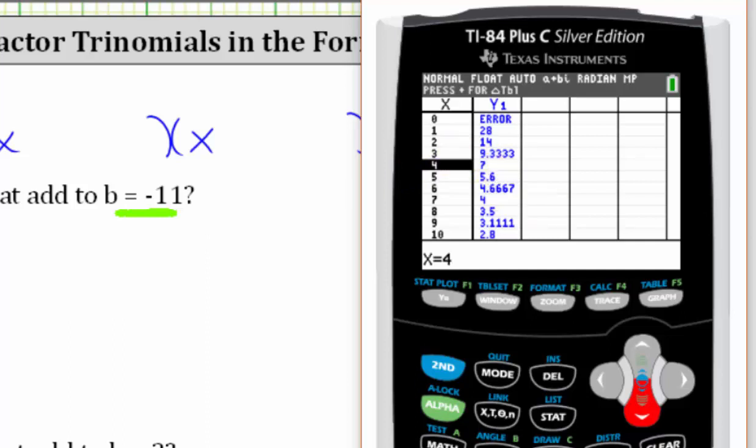So at this point, we probably recognize we need two negative factors that will give us a product of positive 28 and a sum of negative 11. So if we go up in the negative direction, here we have the factors of negative 1 and negative 28. Here we have the factors of negative 2 and negative 14. If we keep going, here we have the factors of negative 4 and negative 7. So the product is positive 28. And notice negative 4 plus negative 7 is negative 11. These are the two factors we need to factor the given trinomial.